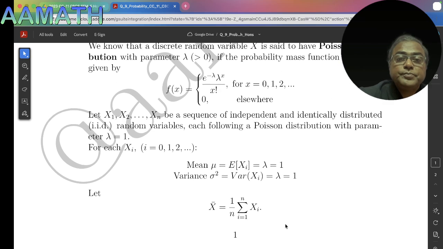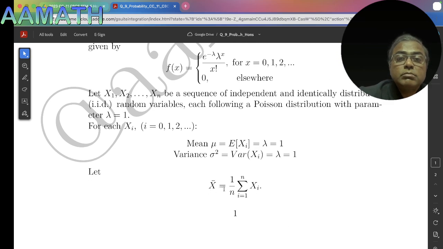We already know this result: mean mu for the Poisson lambda distribution is equal to lambda, and variance sigma square equals lambda. Let X bar equal the summation of Xi, i equal to 1 to n, whole divided by n. This is the mean: X1 plus X2 plus ... plus Xn, whole divided by small n.